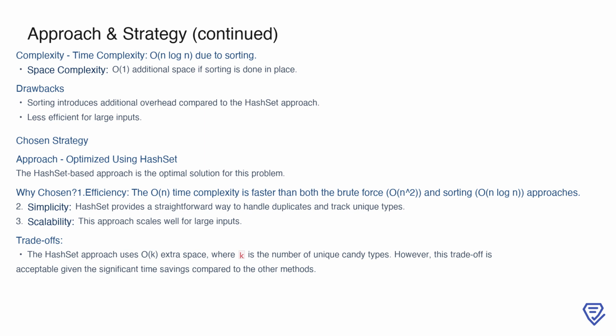However, this method has its drawbacks. Sorting introduces additional overhead, making it less efficient for large inputs compared to the hash set approach. While it provides a valid solution, it is not the most optimal choice for this problem. Given the trade-offs, the hash set-based approach remains the most efficient and scalable solution.